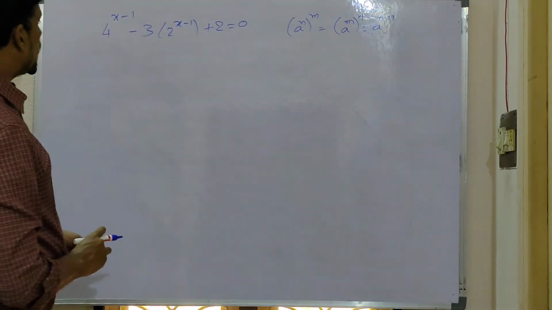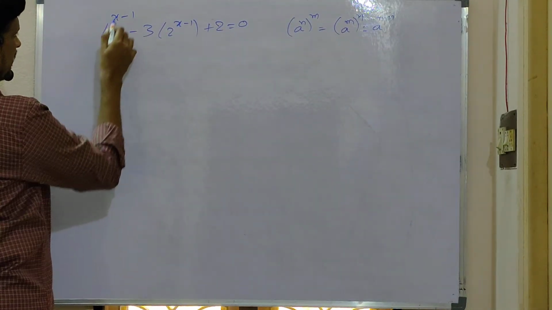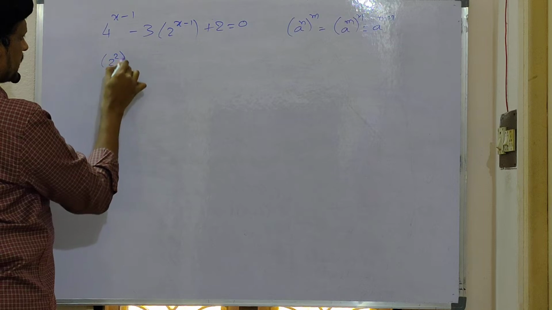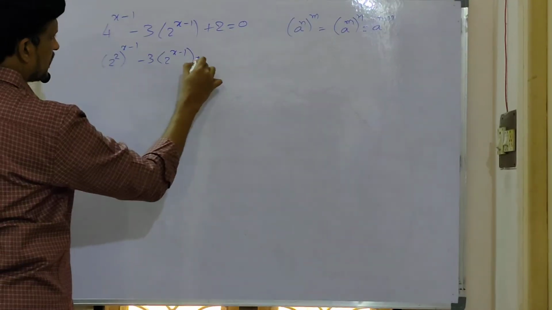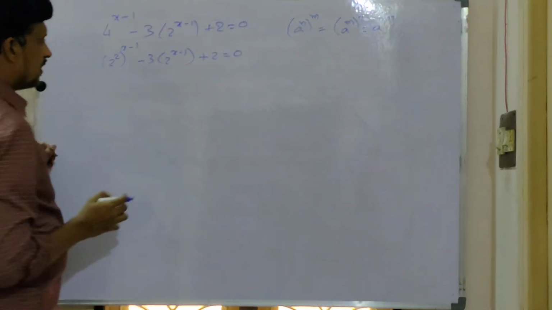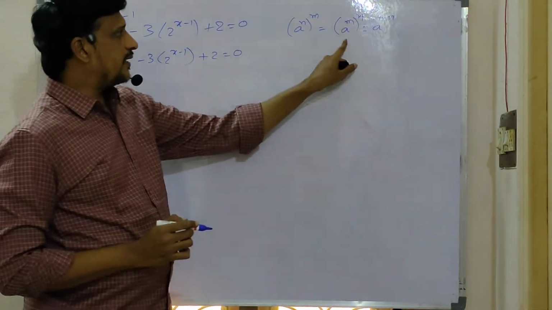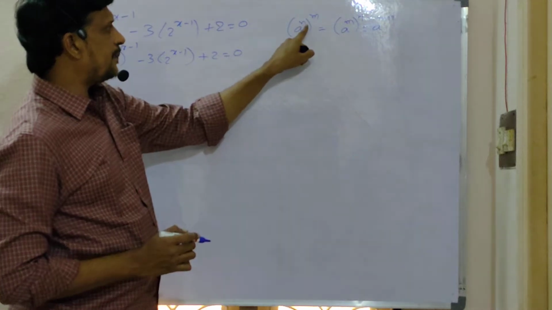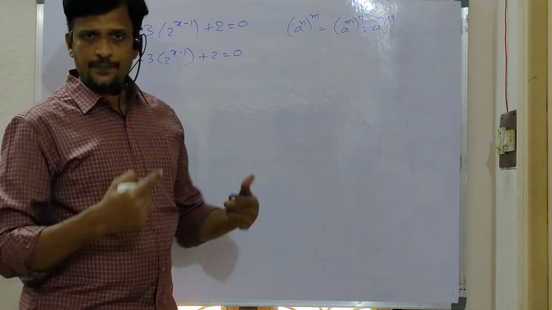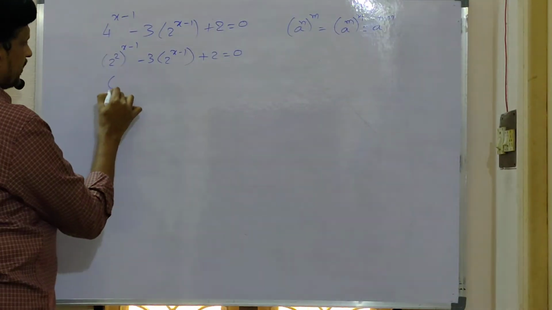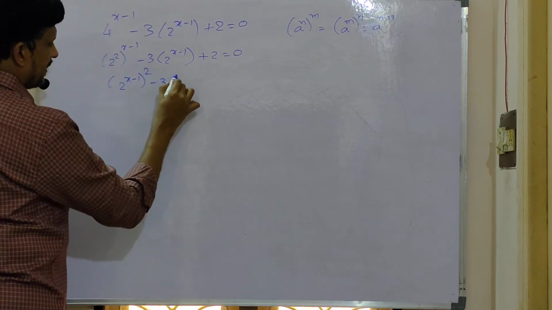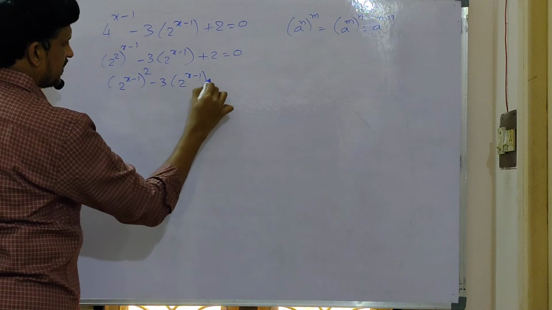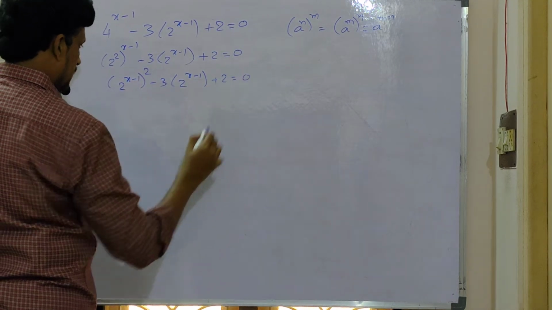Okay then. So observe this one. Instead of 4 I am writing 2 square. Now observe this one. A power m whole power n, you can write as a power n whole power m, means you can interchange the powers. So that is what I am doing here. 2 power x minus 1 whole square I am writing, minus 3 into 2 power x minus 1 plus 2 is equal to 0.